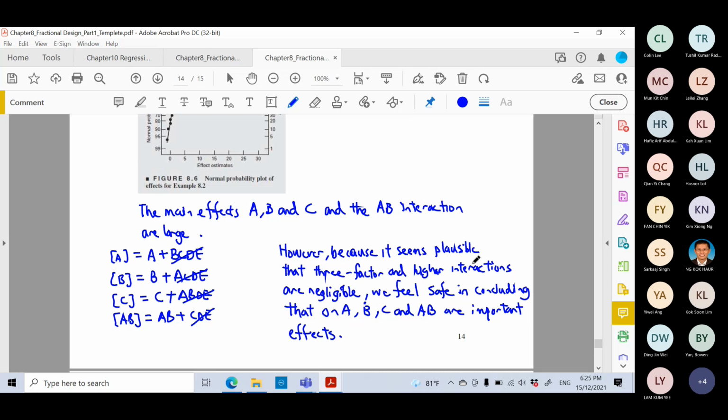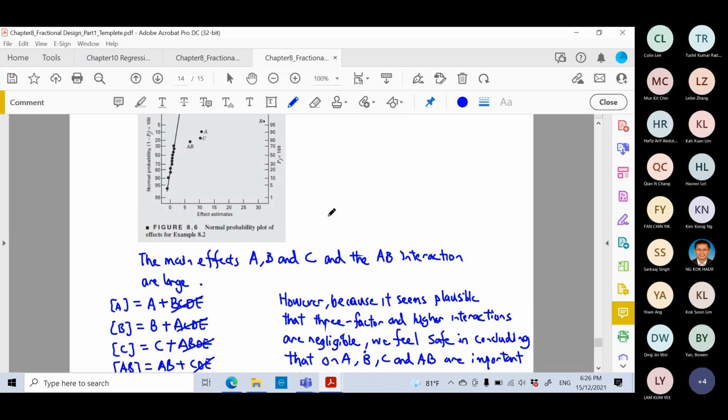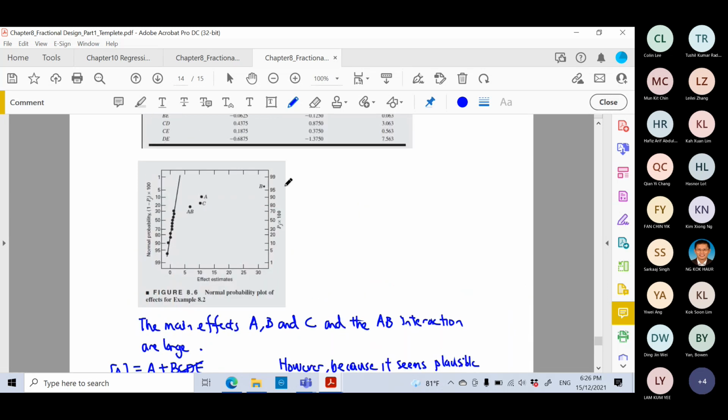But you need to assume that the higher order interactions are negligible. If you think that the higher order interactions are also important, then you do not know whether the main contribution comes from A or from B, C, D, E. This is why when you run the fractional design, from the small analysis we try to make the conclusion in general if possible. So this will be your example for this part.